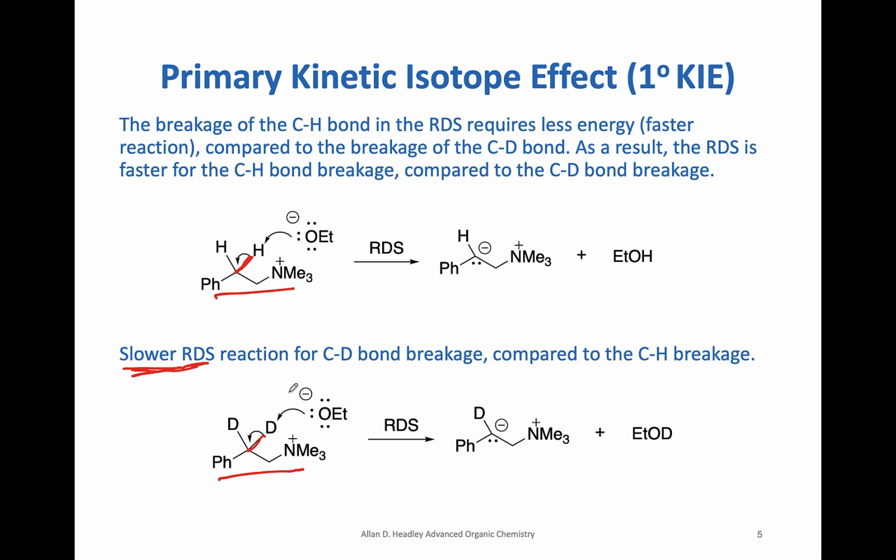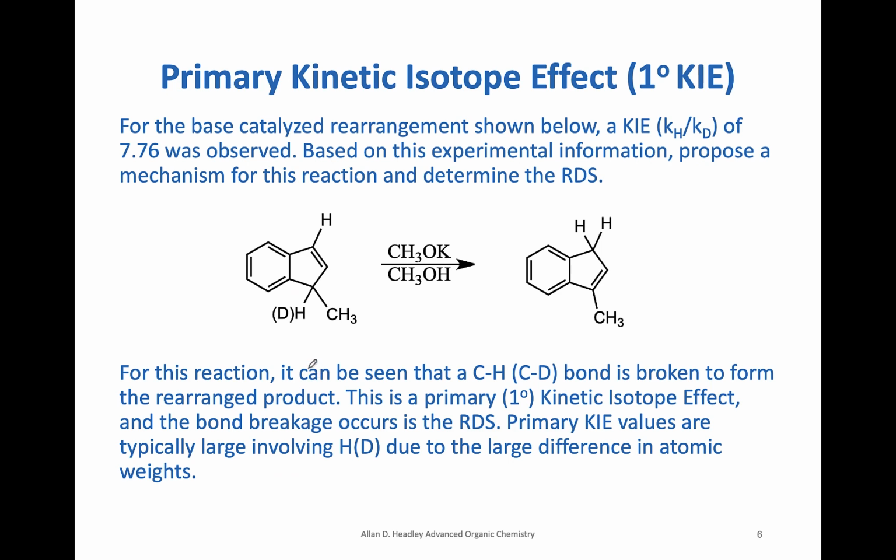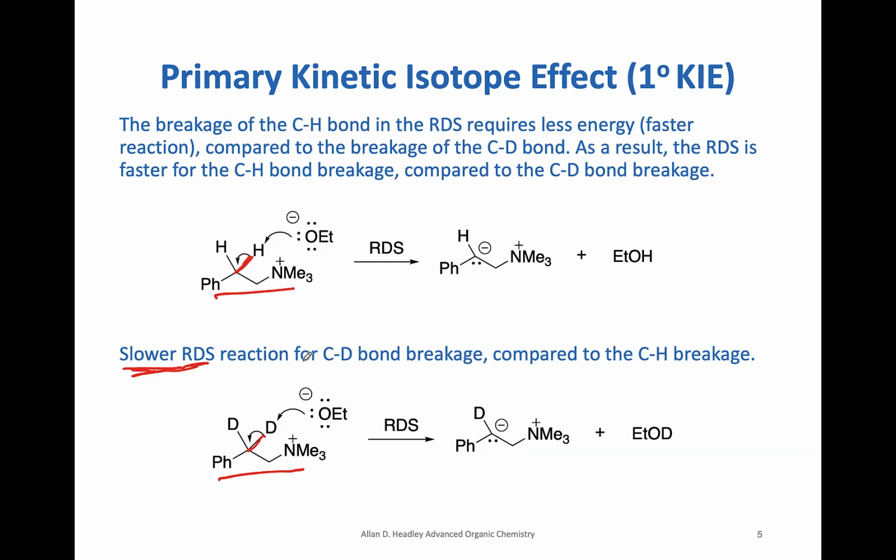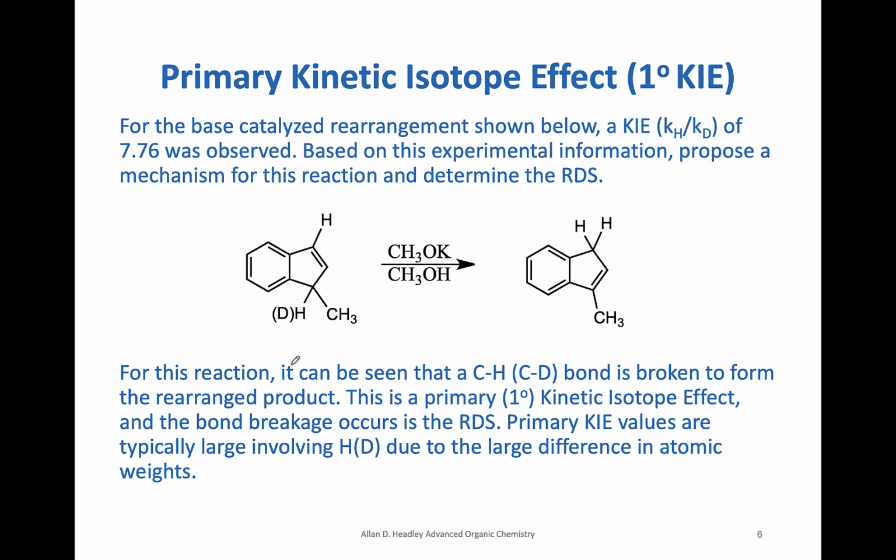So since we're looking at the rate determining step, which determines the overall rate of the reaction, now we can see why this is a faster reaction than this one, which is shown on the next slide, which is a faster reaction than this one. Okay, so let's see if we can apply that concept over here to another type of reaction.